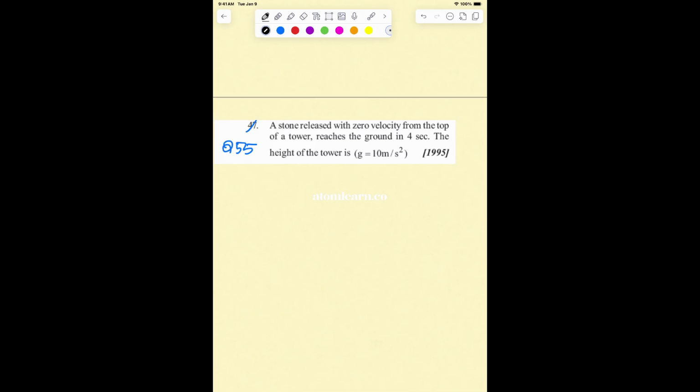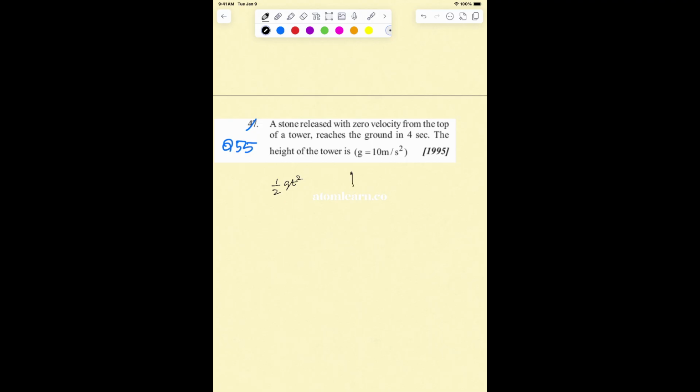A stone is released with 0 velocity from the top of a tower and reaches the ground in 4 seconds. What is the height of the tower? Same formula, half g t squared, is going to give you this, because from the top u is equal to 0 and g is downwards. Height H is equal to S equal to ut, which is 0, plus half g t squared. t is given as 4, 16 into 5, because as I told you, always remember half g as 5.